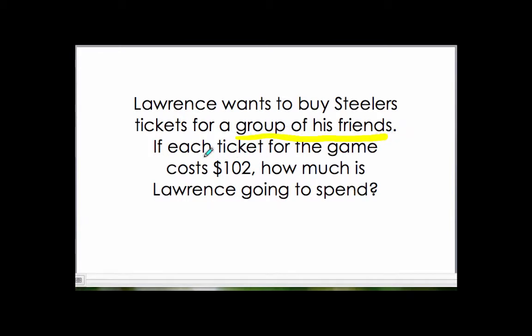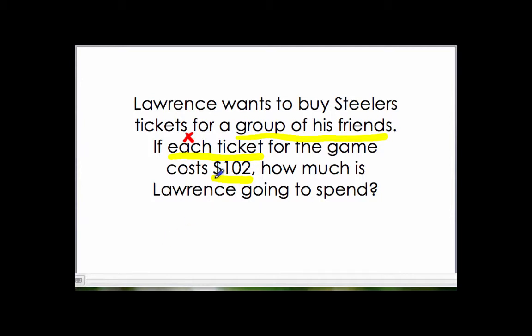And we know each ticket, and we're going to underline or highlight each ticket. And then it costs $102. And then they want to know how much he's going to spend. Our clue word, each ticket, followed by how much he's going to spend, tells us that we're going to need to multiply here, because whenever you see the word each, it either means you're going to multiply or divide. And in this case, since they're asking for a total cost and you see the word each, you're going to multiply. So we're going to put a multiplication sign above there.